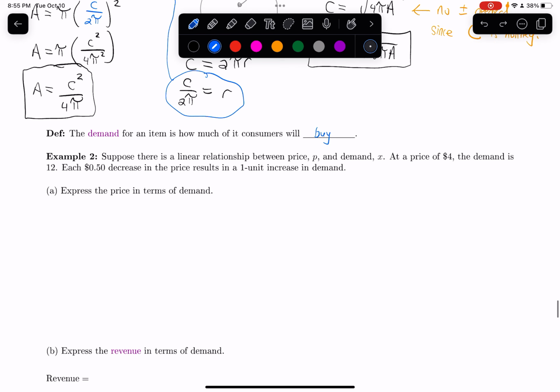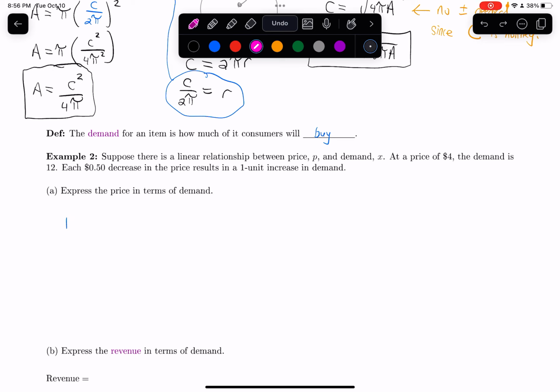Okay, part A says, let's express the price in terms of demand. So my goal is to get price on one side by itself, equal to some stuff. And the only variable on the other side I want to be demand, and the problem says to call the demand X. So my end goal is to get something like that.